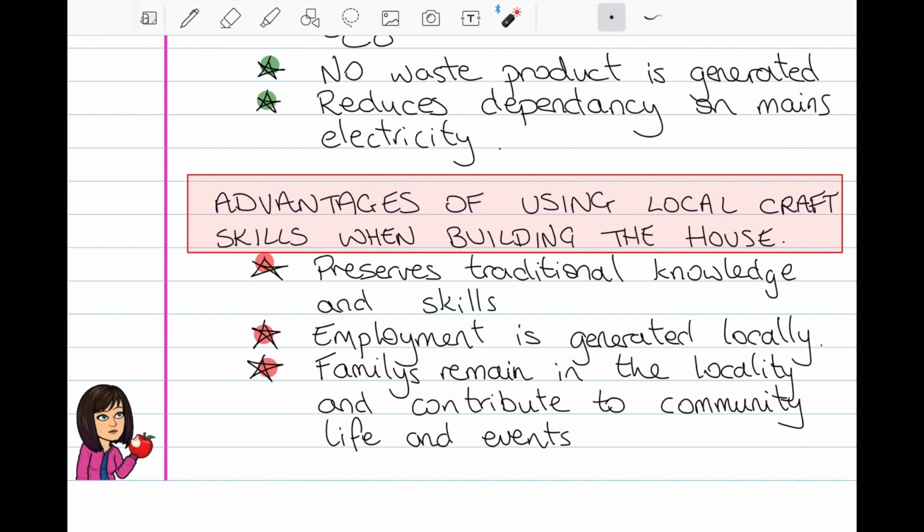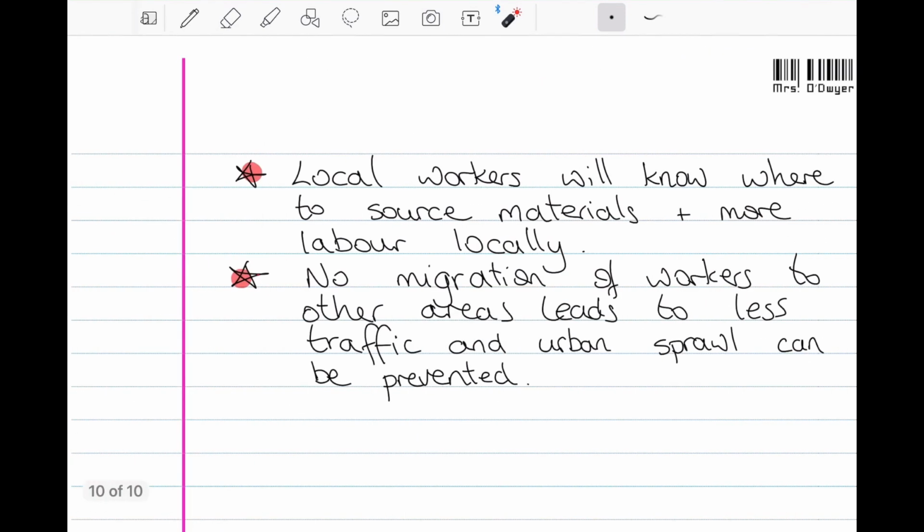All right, so what does this do? This preserves traditional knowledge and skills within the area. That's important. It also means that employment is generated locally, because we are employing local people, just what it says on the tin. Because of that, families can remain in the locality and contribute to community life and events and schools and so on. So it keeps a locality busy and efficient. And then the local workers will know where to source materials and more labour locally. So when you have a local worker, you will be able to source your materials and your labour.